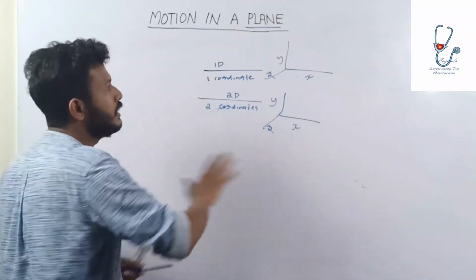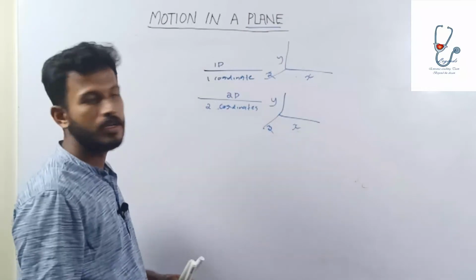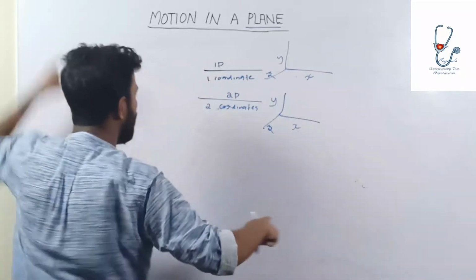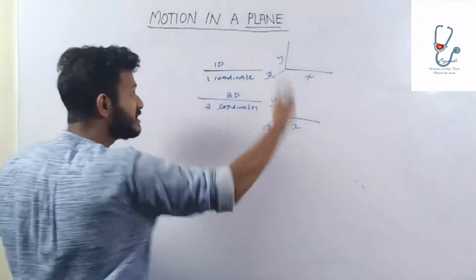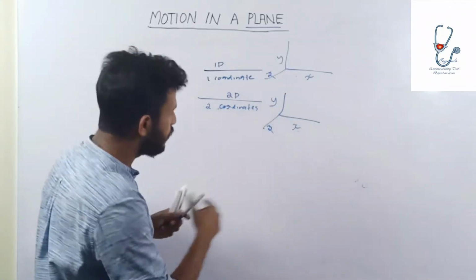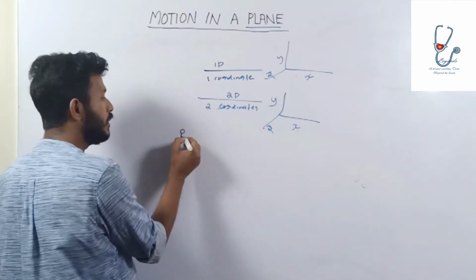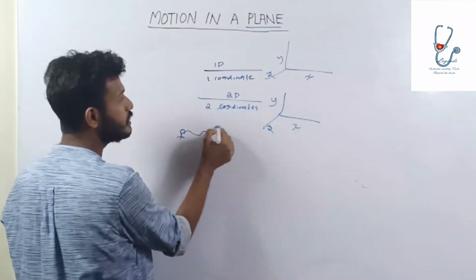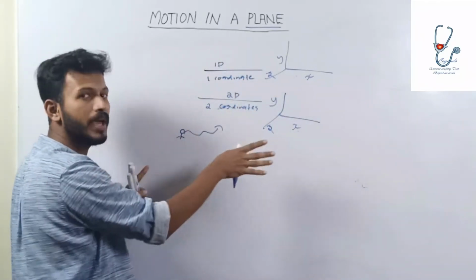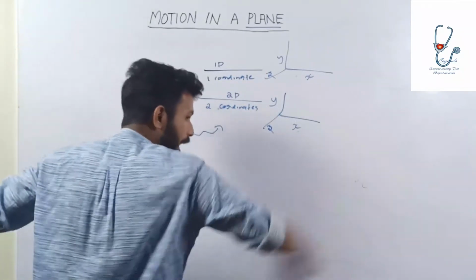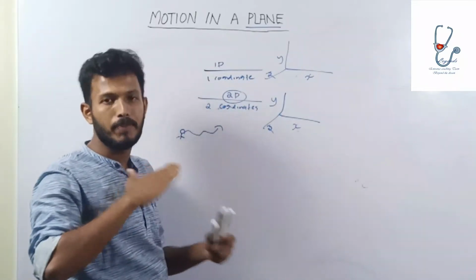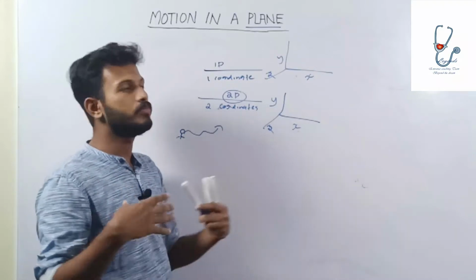What is a plane? This board is a plane. Consider this is the x-axis and this is the y-axis. Then this board is an xy plane. If an ant or a boy, a spider boy, is moving through this board like this, his motion can be explained by using these 2 coordinates, y and x. So that is a 2-dimensional motion along a plane. That is what we are discussing in this chapter.